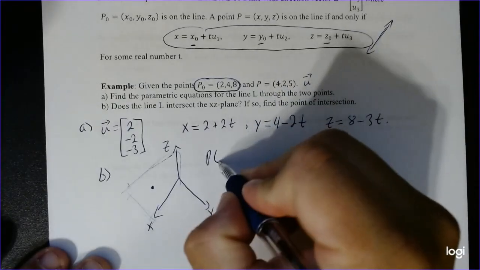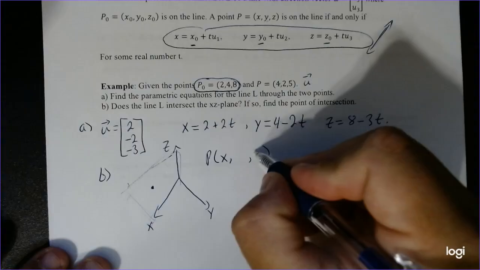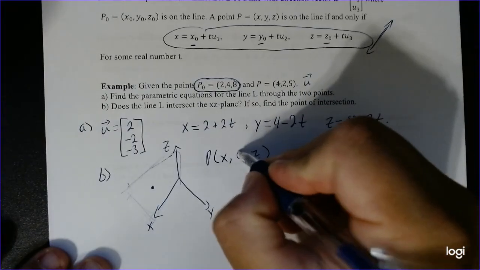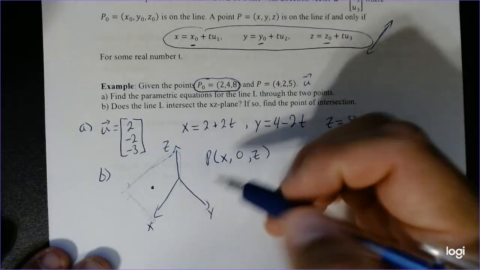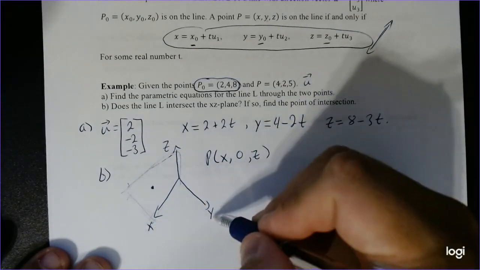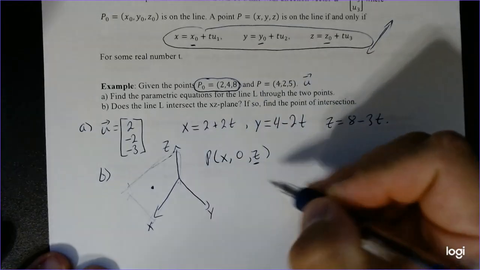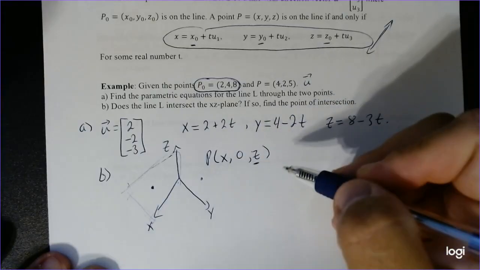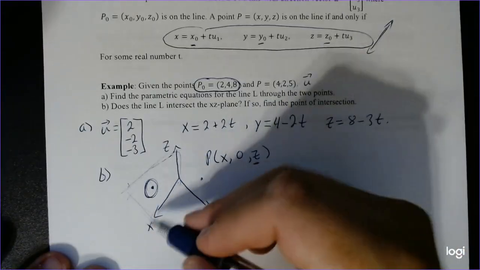Well, that's some point x, comma, something, some value z. But the key thing is y is actually 0, because it has nothing to do with the y-axis. It's just like the xy plane, where z is basically 0 at such a point. And I can go all the way around. If the point is on the zy plane, then x will be 0, and vice versa. But for now, we're asked to find the xz plane.